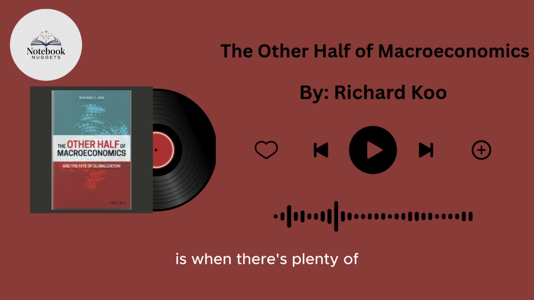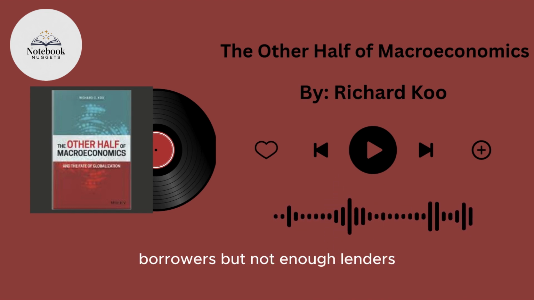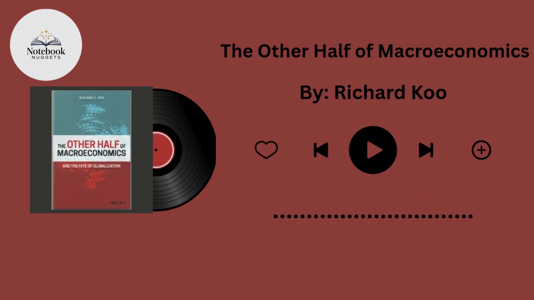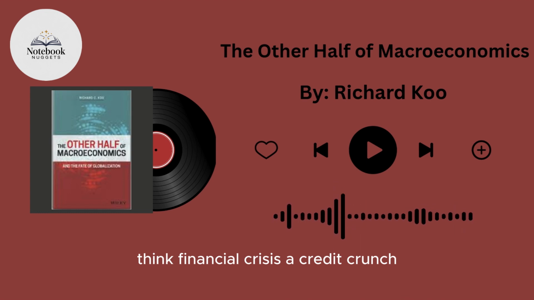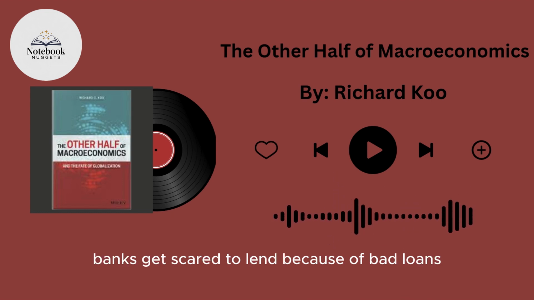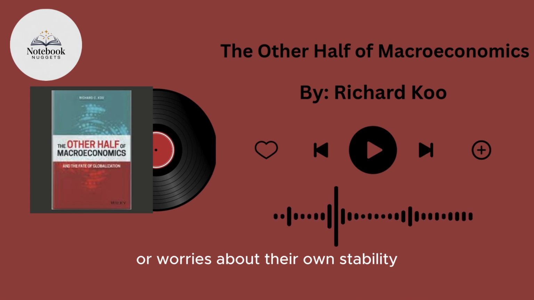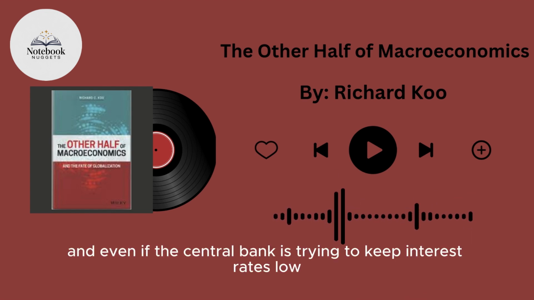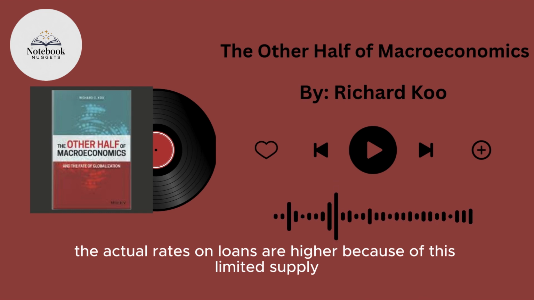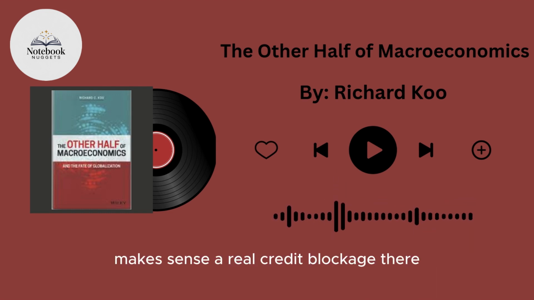Scenario two is when there are plenty of borrowers, but not enough lenders. When does that happen? Think financial crisis, a credit crunch. Banks get scared to lend because of bad loans or worries about their own stability. Even if the central bank is trying to keep interest rates low, the actual rates on loans are higher because of this limited supply. Makes sense, a real credit blockage there.